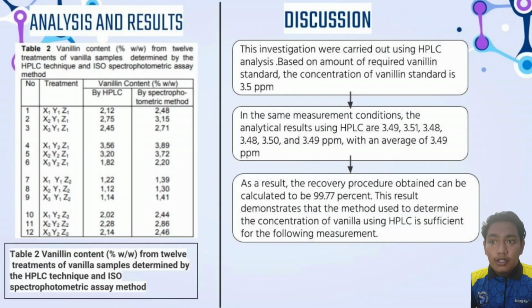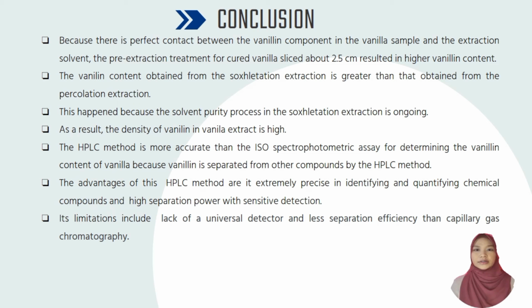This result demonstrates that the method used to determine the concentration of vanillin using HPLC is sufficient for the following measurement. Because there is perfect contact between the vanillin component in the vanilla sample and the extraction solvent, the pre-extraction treatment of cured vanilla sliced to about 2.5 cm resulted in higher vanillin content. The vanillin content obtained from the solution extraction is greater than that obtained from the percolation extraction. This happened because the solvent purification process in the solution extraction is ongoing. As a result, the density of vanillin in the vanilla extract is high.